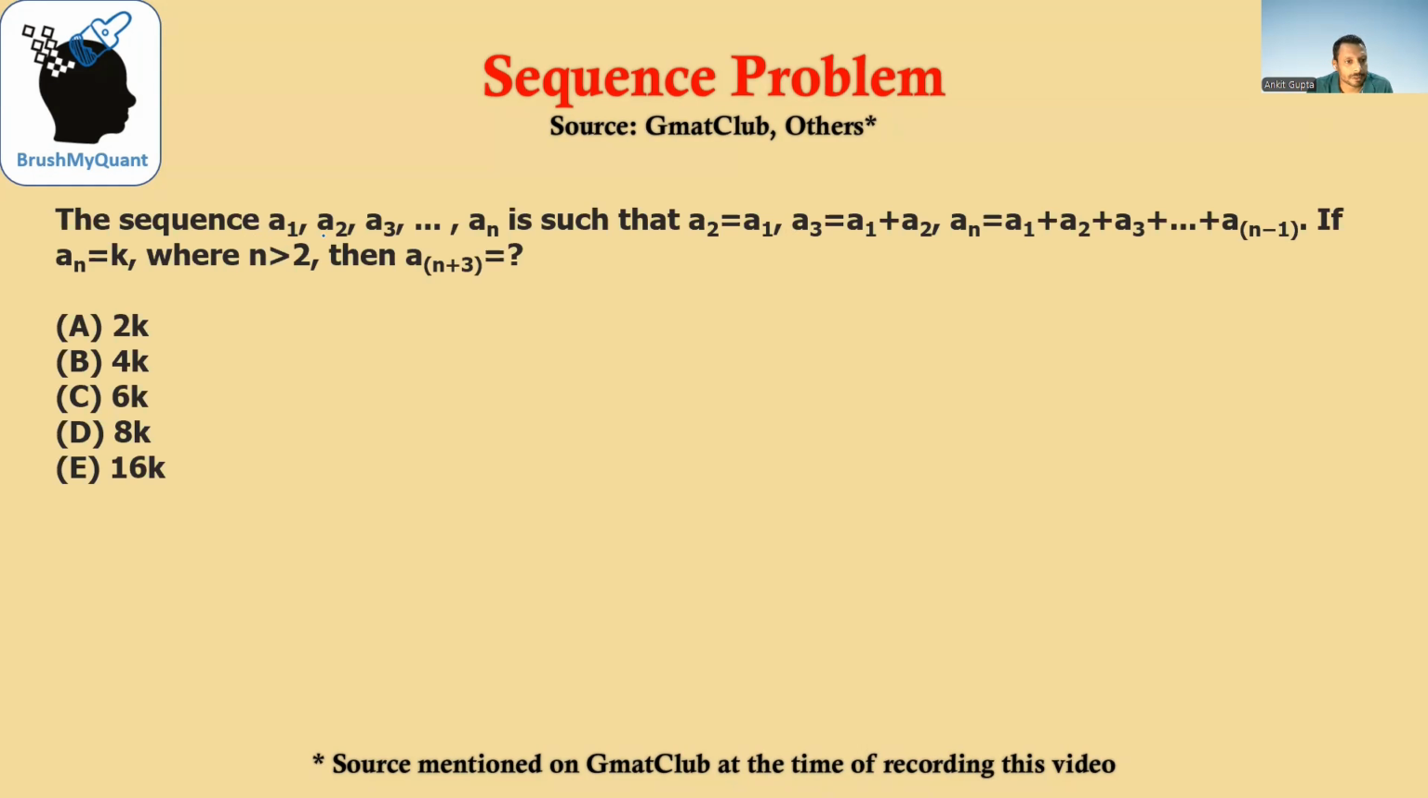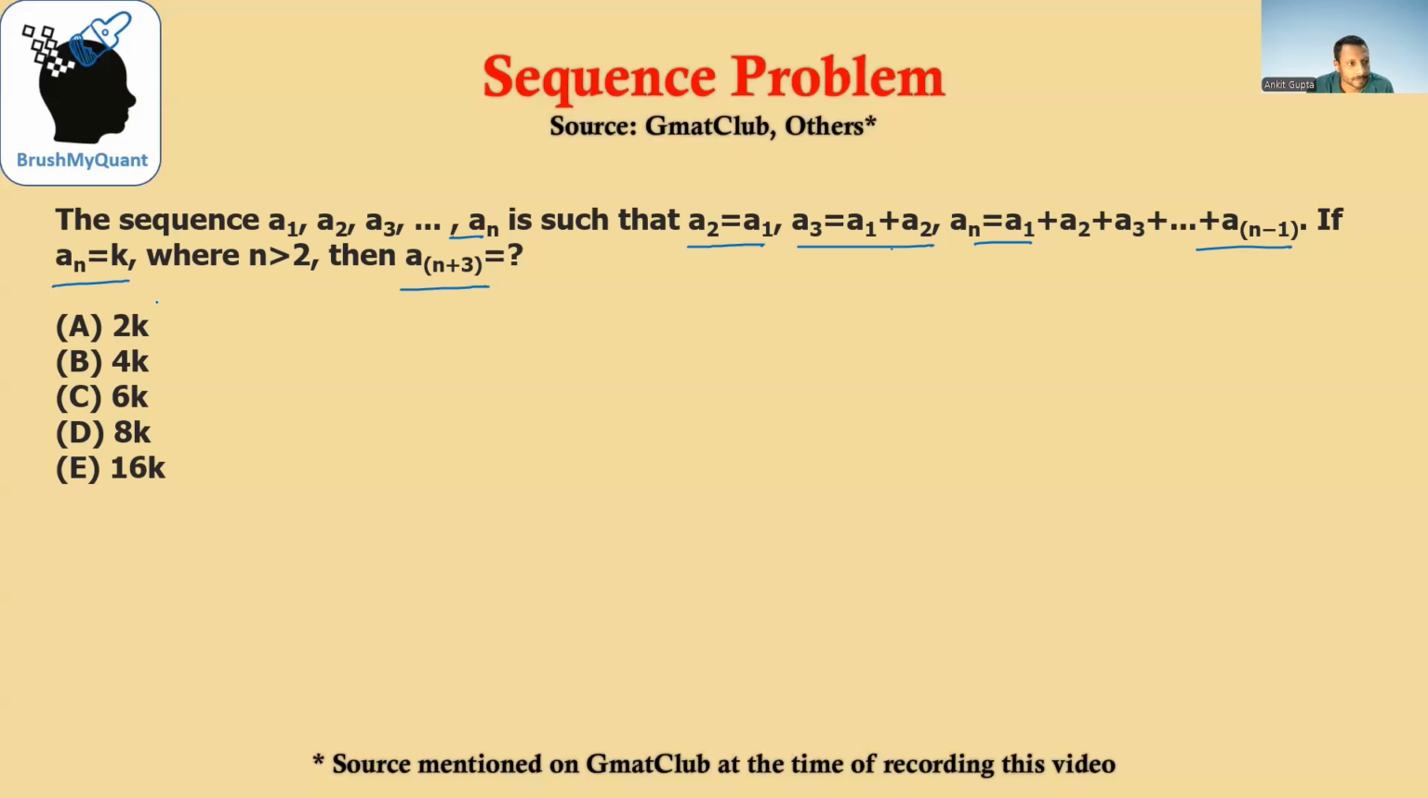The sequence A1, A2, A3 up to An is such that A2 is equal to A1, A3 is equal to A1 plus A2. That means the current term is equal to the sum of all previous terms. So An is equal to A1 plus A2 all the way till A(n-1). If An is equal to k, where n is greater than 2, then find the value of A(n+3).